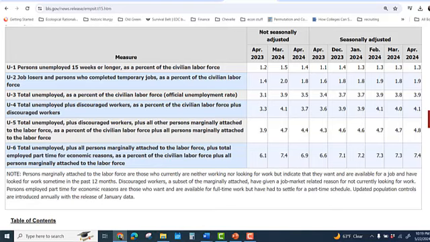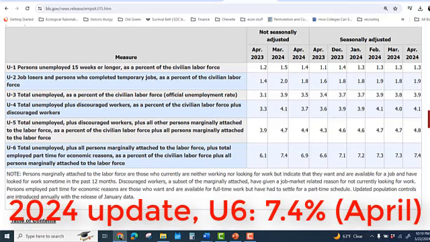Okay, so when we add them in as well as the marginally attached, we're going to see a pretty substantial increase in the unemployment rate. Now we're going from 3.5 to 7%. And some commentators will call this U6 the real unemployment rate.